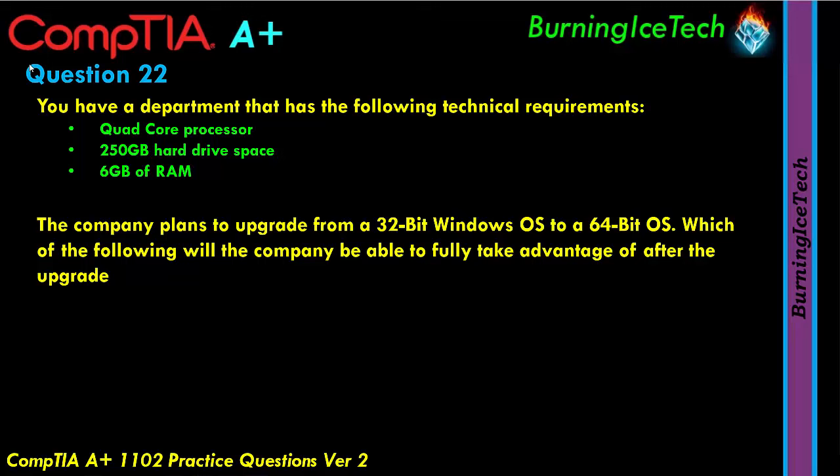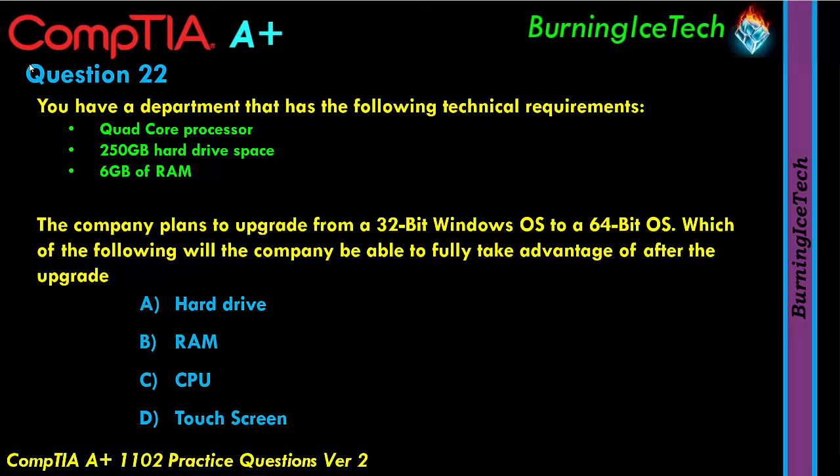Question 22. You have a department that has the following technical requirements. So there's a bunch of requirements for you guys. It's a quad-core processor, 250 gig hard drive space, and 6 gigs of RAM. The company plans to upgrade from a 32-bit Windows operating system to a 64-bit operating system. Which of the following will the company be able to fully take advantage of after the upgrade?